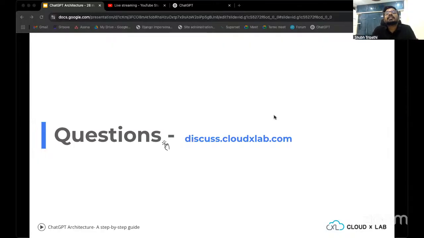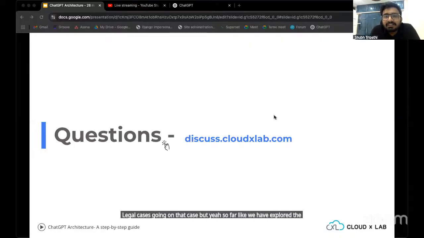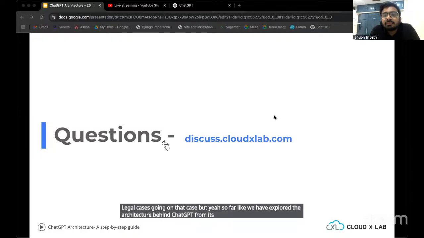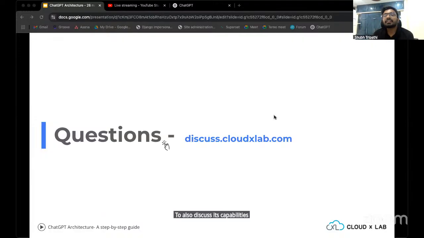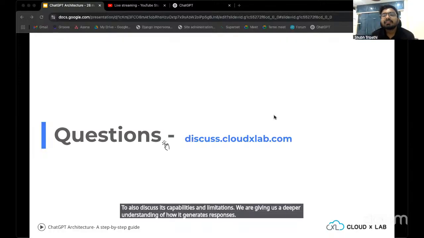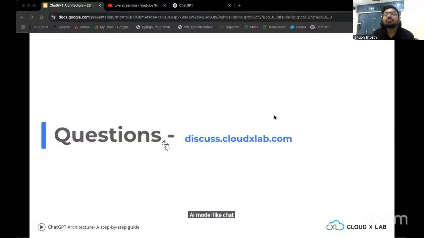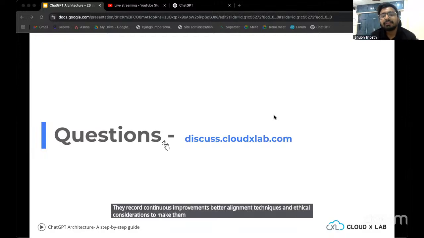So far, we have explored the architecture behind ChatGPT, from its foundation in the transformer model to how it is trained and fine-tuned using reinforcement learning. We also discussed its capabilities and limitations, giving us a deeper understanding of how it generates responses. AI models like ChatGPT are powerful tools, but they are not perfect. They require continuous improvements, better alignment techniques, and ethical considerations to make them more reliable and useful.